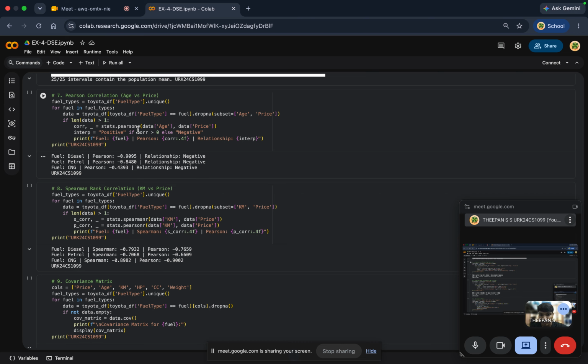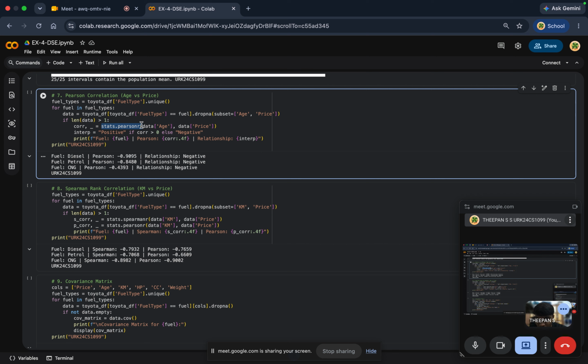And the seventh question. The goal of the seventh question is to measure the strength and the direction of a linear relationship between car age and the price. How the code works is that it calculates the Pearson correlation coefficient using stats.pearsonr for each fuel type. We use stats.pearsonr here, you can see it here. The Pearson result is strongly negative, meaning a strong inverse linear relationship: as the age of the car increases, its selling price will decrease.